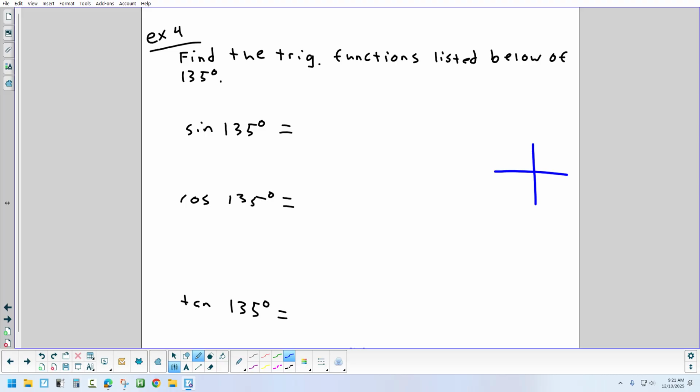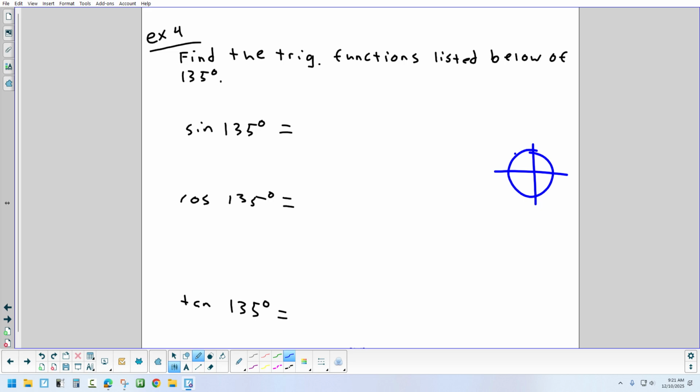Yep, it's in the second quadrant. So we're looking for a negative x and a positive y. And now we have to think 135. Does that have to do with the root 3 over 2 and 1/2 numbers, or does it have to do with the root 2 over 2, root 2 over 2? Yep, root 2 over 2.